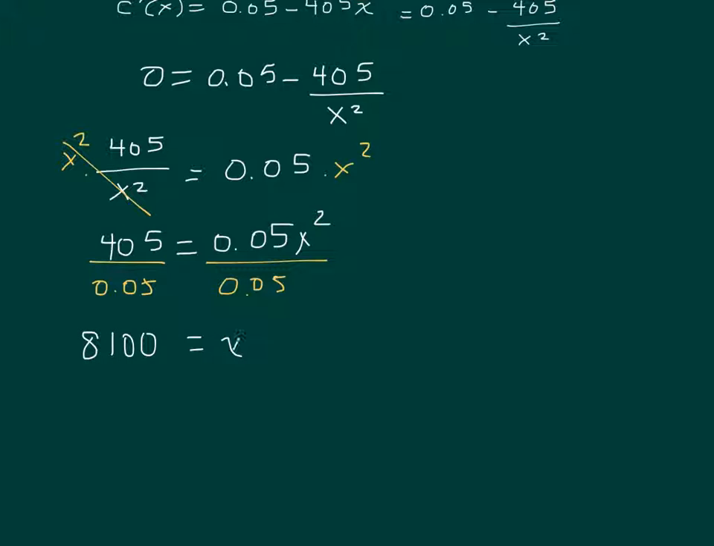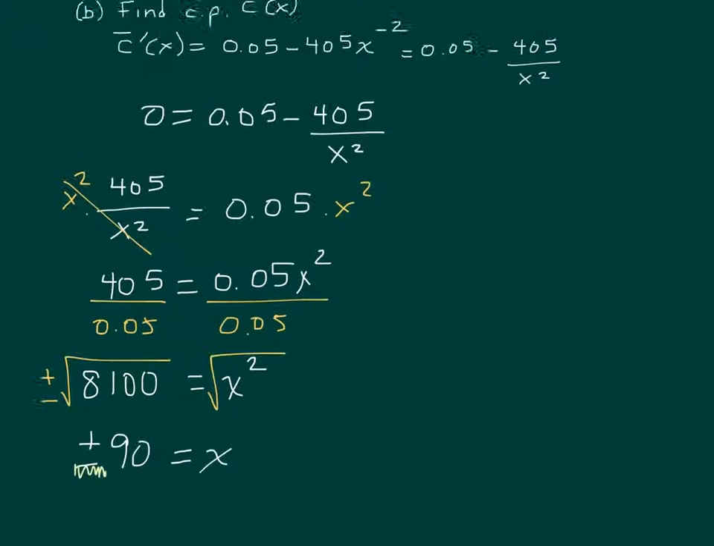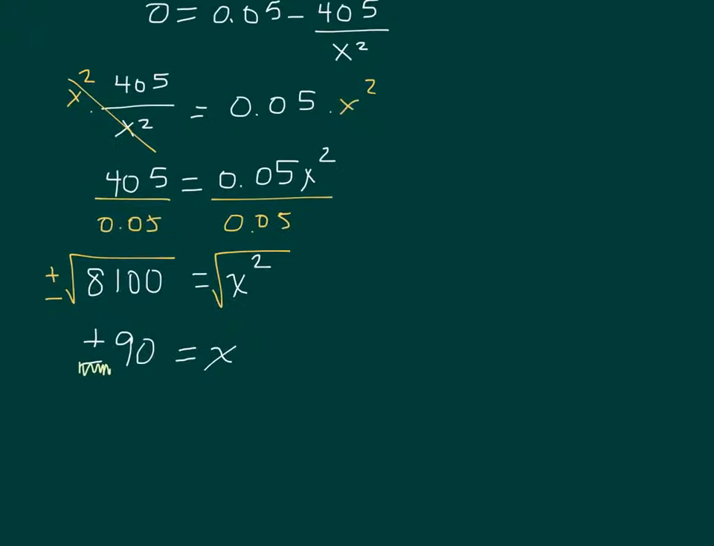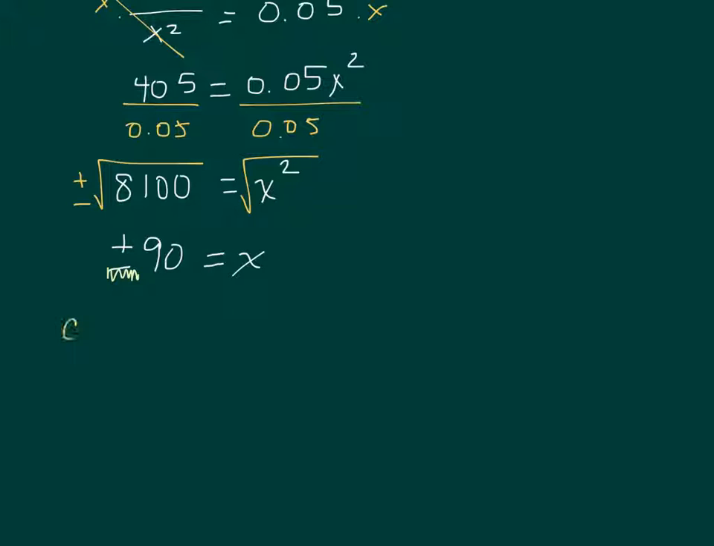That's going to give me 8100 equals x squared. And remember, when you square root both sides, you're doing the plus and minus. So that's going to give me plus and minus 90. Well, I ignore the minus because negative 90 is not in my domain. 90 is in my domain, but negative 90 is not. So I can see the only critical point is at x equals 90.